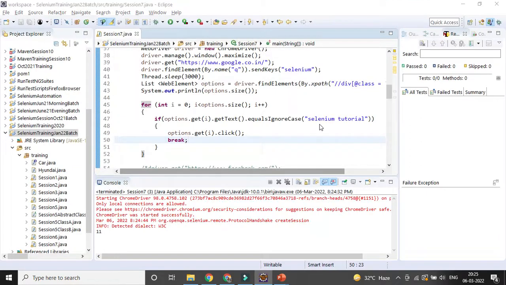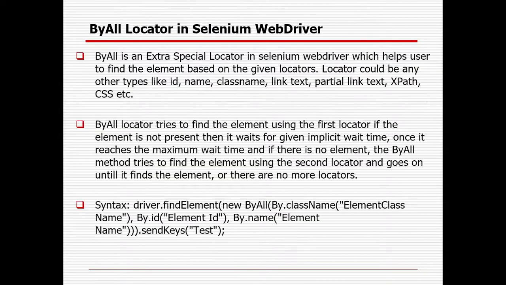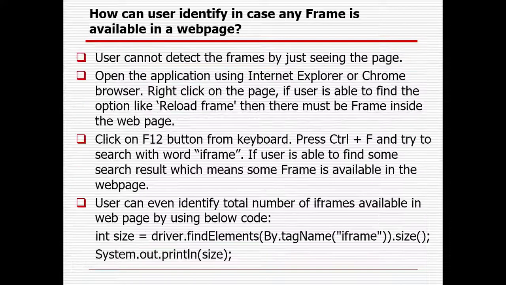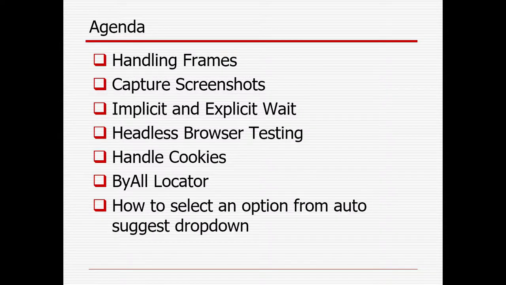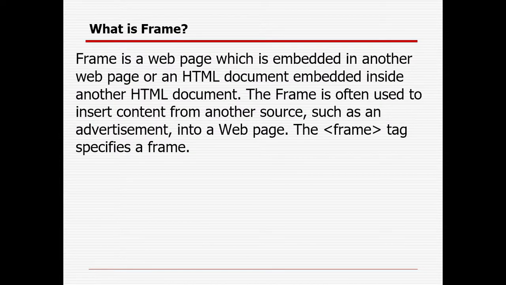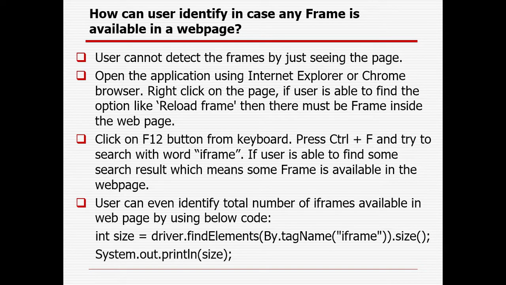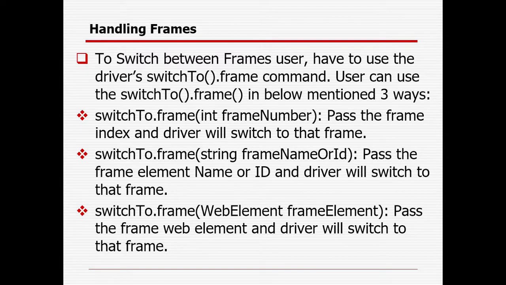So that is the last topic for today. Let's recap all the topics one more time. We can handle a frame in case there is a frame available, with the help of the iframe tag. We can get to know how many frames there are, so we can handle the frame with the help of index, frame name or frame text, or the frame web element reference.